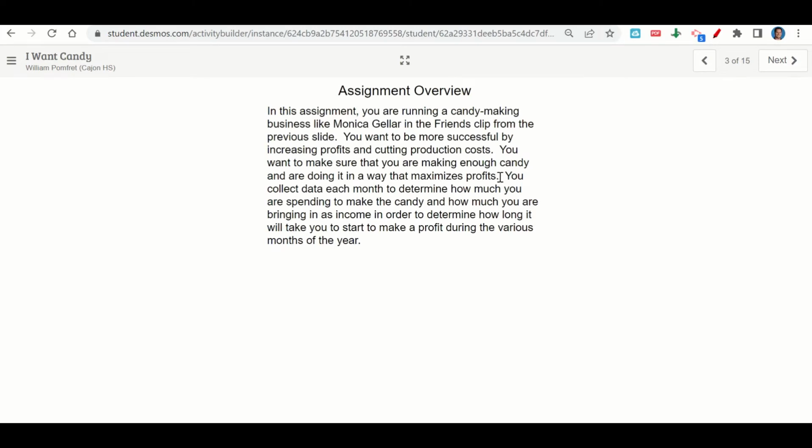Assignment overview. In this assignment, you are running a candy making business like Monica Geller in the Friends clip from the previous slide. You want to be more successful by increasing your profits and cutting production costs. You want to make sure that you are making enough candy and are doing it in a way that maximizes profits. You collect data each month to determine how much you are spending to make the candy and how much you are bringing in as income in order to determine how long it will take you to start making a profit during the various months of the year.